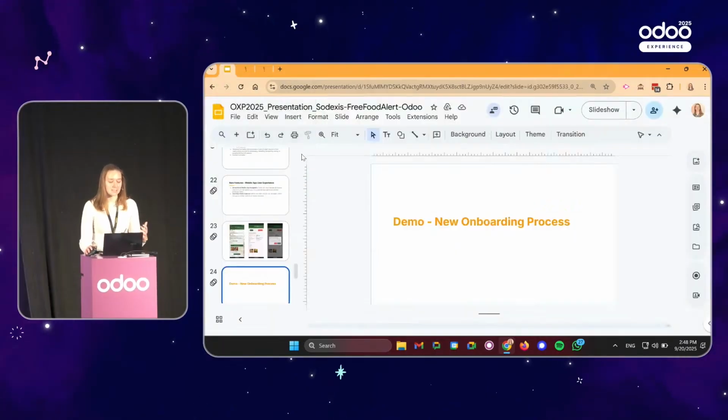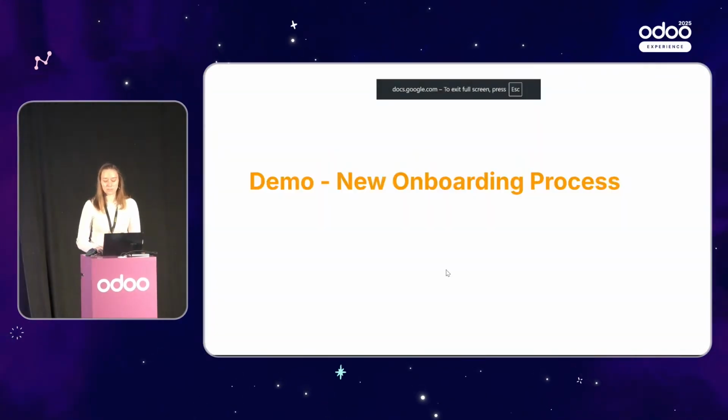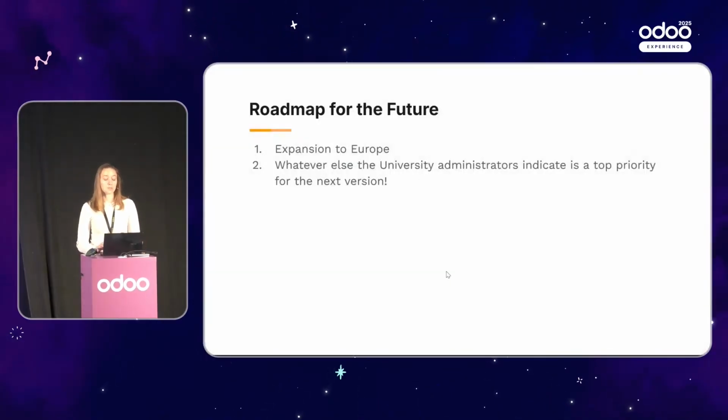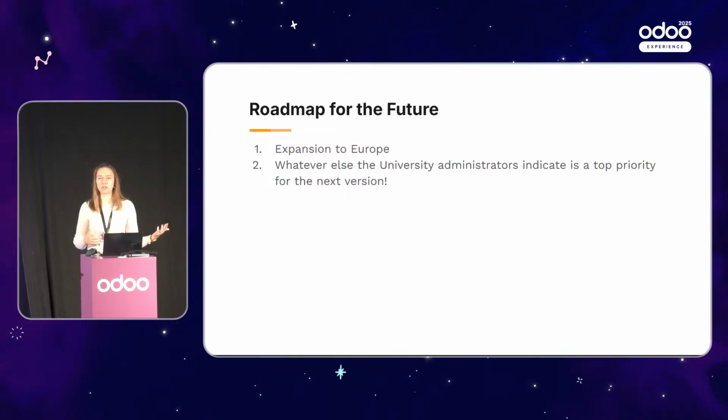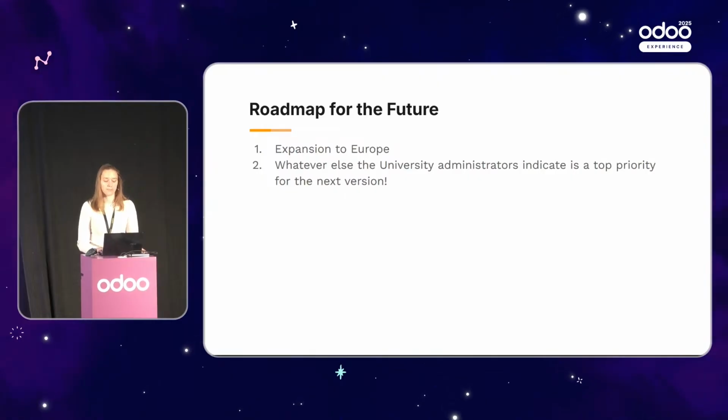This is just the latest workflow that we have built into Odoo to help us manage the whole Free Food Alerts system. In terms of our roadmap for the future, like I already mentioned, we're really excited about expanding to Europe and hopefully finding our first European partner university in the next year. And we are also always actively collecting feedback from all the university administrators and funneling that into our backlog that we then prioritize in order to inform our roadmap for the future.